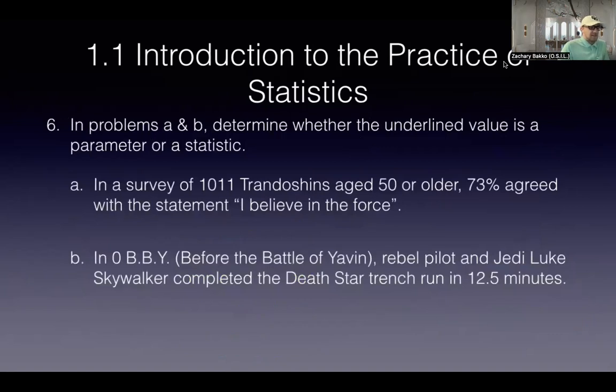So in problems A and B, we're going to determine whether the underlined value is a parameter or a statistic. And as I'm doing this, I realized I didn't underline it. I'm so sorry. So you can go ahead and just, hopefully it's on your study guide underlined. If not, the 73% in letter A is supposed to be underlined, and the 12.5 in letter B is supposed to be underlined. So remember, a parameter is a numerical summary of a population, and a statistic is a numerical summary of a sample.